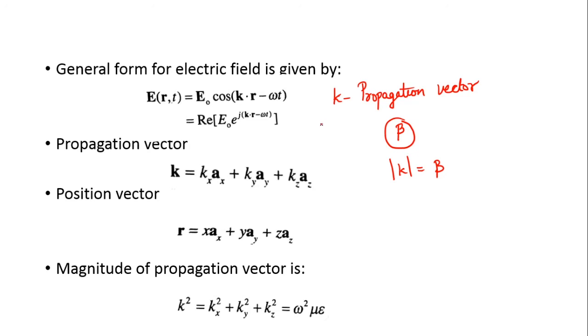Then the position vector, vector R, is given by x ax plus y ay plus z az. And this is the general equation: E(R,T) is E naught cos(K dot R minus omega T). Here you can see the magnitude of the propagation vector: K square is Kx square plus Ky square plus Kz square, which is equal to omega square mu epsilon. What is this? This is beta square, because we learned beta is equal to omega square root of mu epsilon. So you can take K to be beta itself.